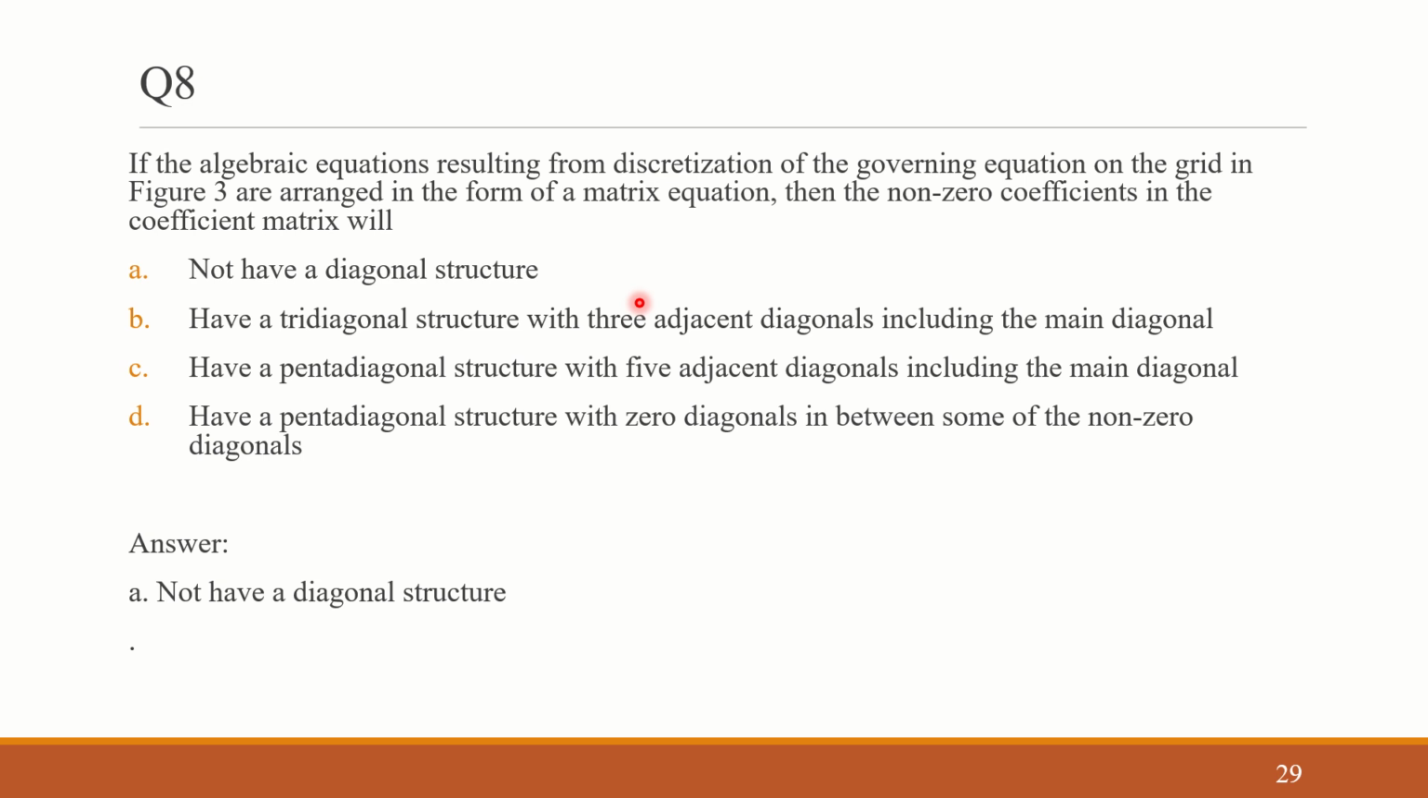If the algebraic equation resulting from the discretization of the governing equation on grid in figure 3 are arranged in the form of a matrix equation, then the non-zero coefficient in the coefficient matrix will not have a diagonal structure. Option A is the right answer.